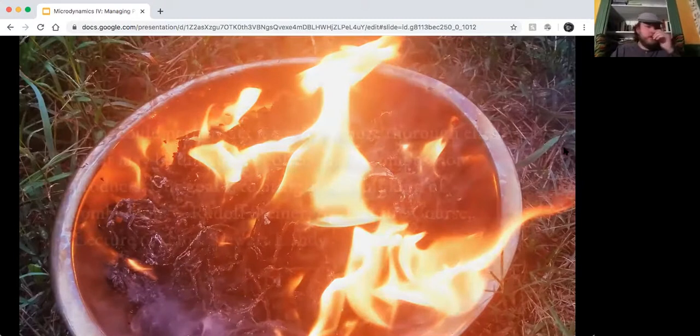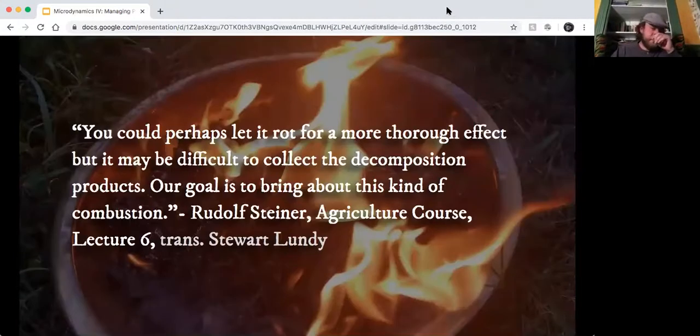So Steiner even says there's another way you could do it. He says you could perhaps let it rot, this being your pests, for a more thorough effect, but it may be difficult to collect the decomposition products. Our goal is to bring about this sort of combustion or disintegration. So you could ferment them in theory. You could ferment them, you could combust them. The goal, though, is to reduce them and allow certain things to gas off.